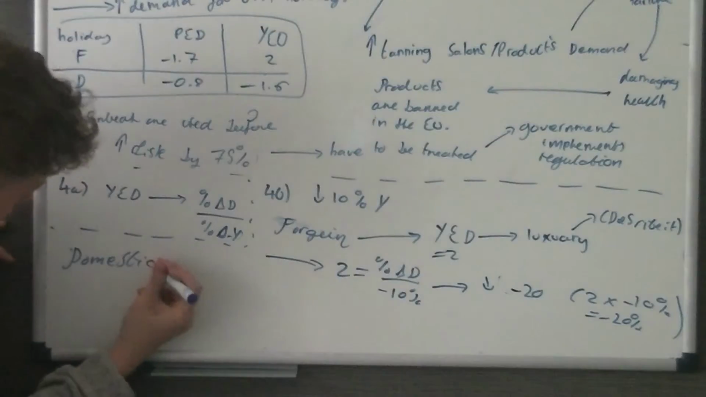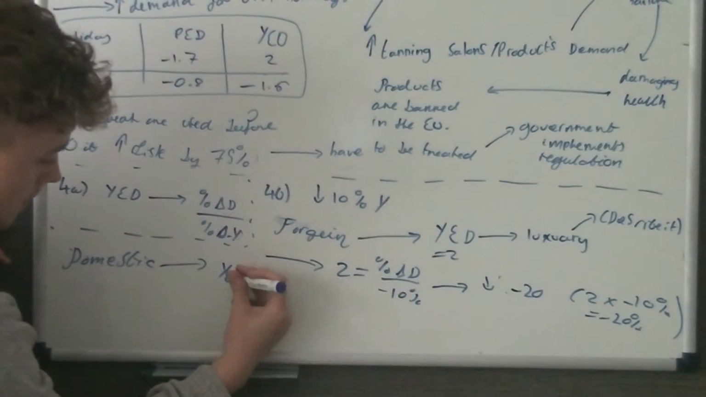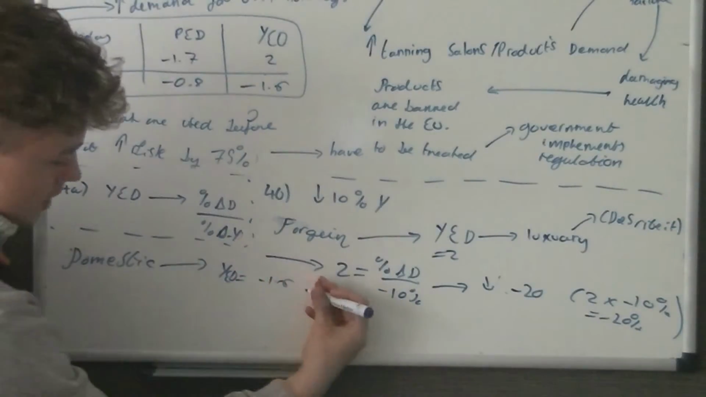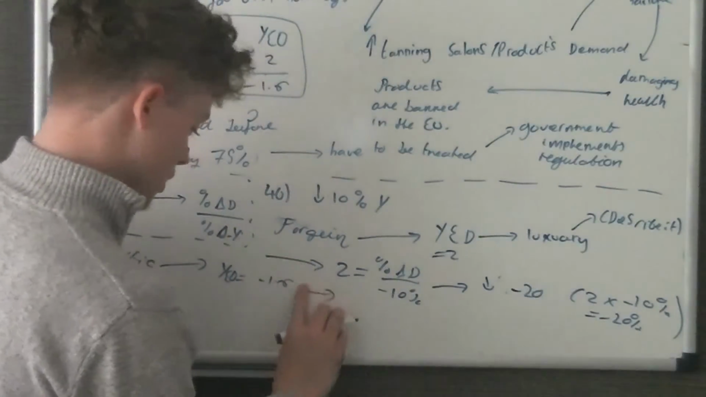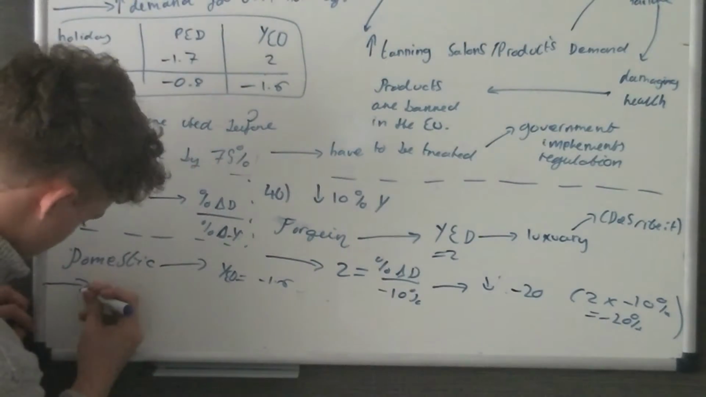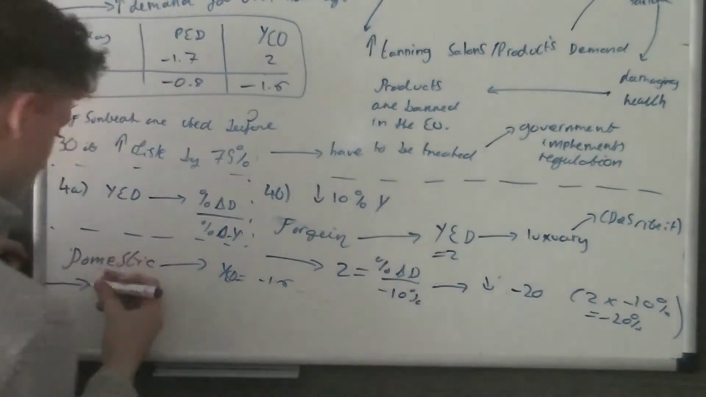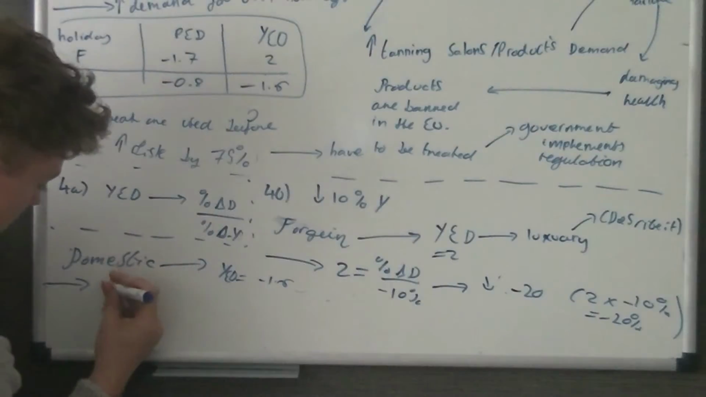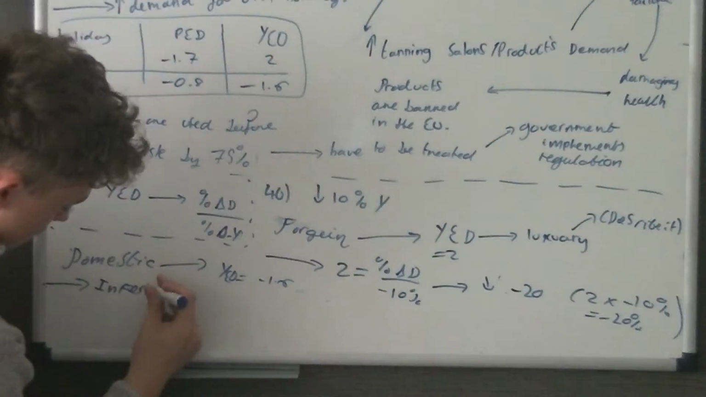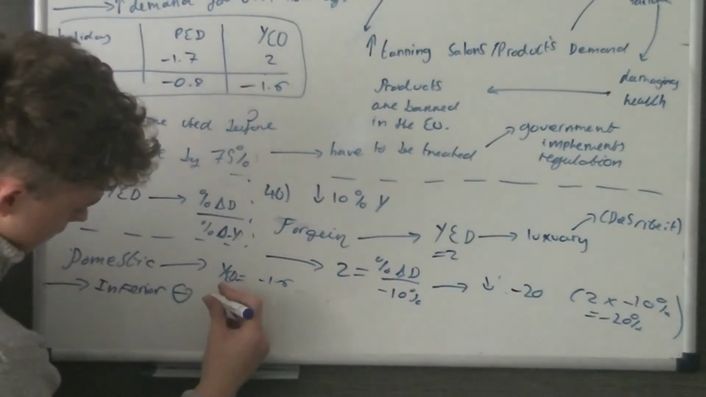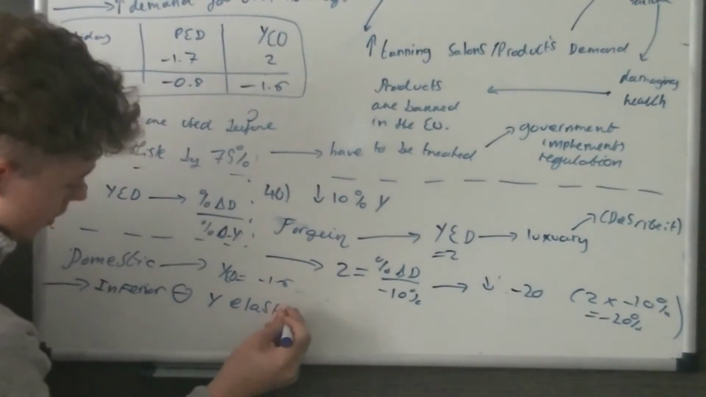I'm just going to have to rub this off as I go along. So YED equals minus 1.6. This is for domestic holidays as well. Just to break it up, you could say foreign holidays it's income elastic. So YED is minus 1.6, so it's inferior and income elastic. Inferior because it's negative, and income elastic as it's greater than minus 1.